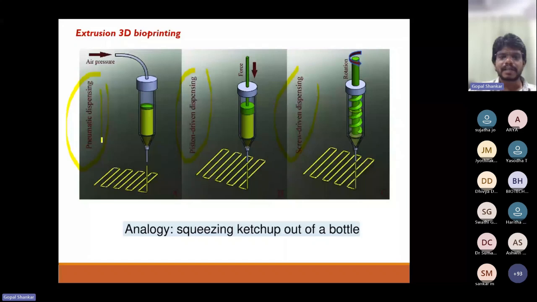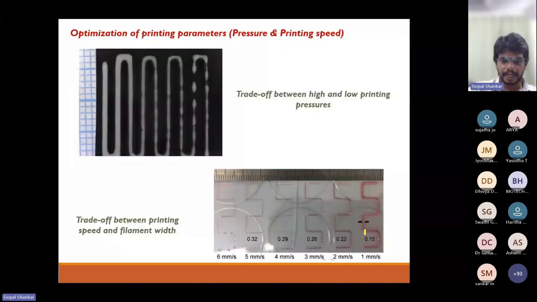And piston-driven dispensing is that you have a piston that will push down your materials and you print it. Screw is basically you have a screw that you rotate. So all of them are based upon a particular force that acts on the material to pull the material out from the syringe. The simple analogy is basically you're squeezing ketchup out of your bottle. So I'll show you here. Squeezing ketchup out of your bottle. Why is that amazing? I'll show that later.